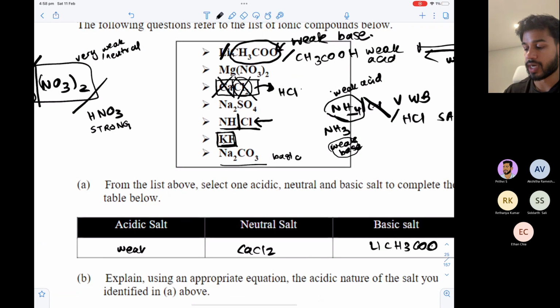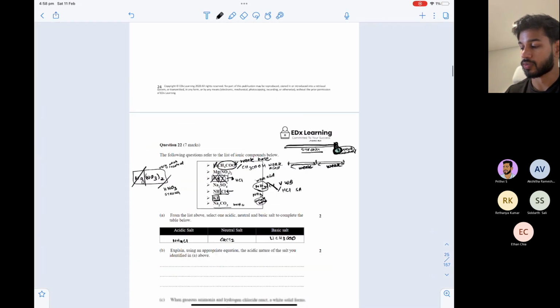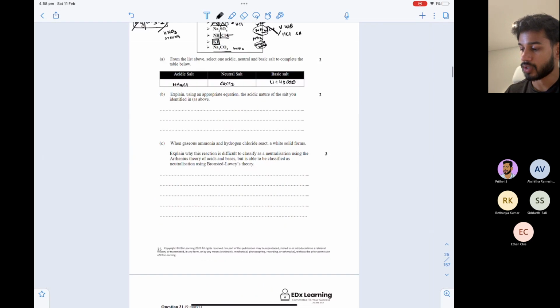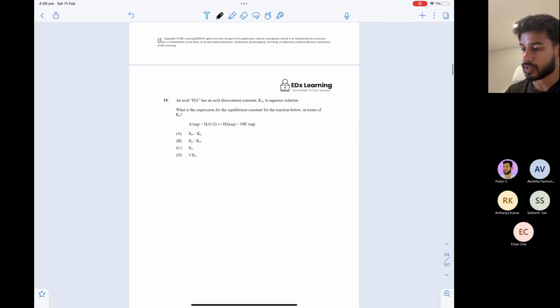Do you see how we're using conjugate acid base pairs to determine the pH of salts? So that's your answer for 22. Good. Not too bad of a question.